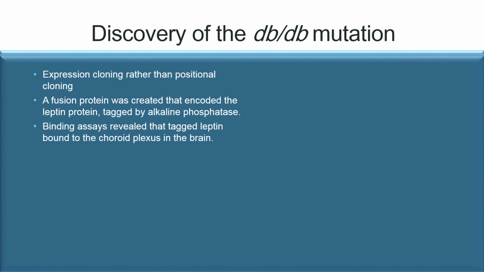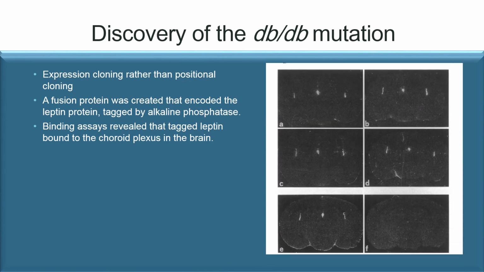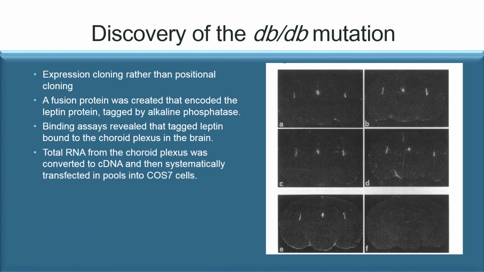When they did these binding assays, they revealed that the tagged leptin actually bound to the choroid plexus in the brain. And here you see sequential brain slices where they're really identifying and narrowing down the parts of the brain in which leptin is binding. They actually tested other tissues too, and they were pleased and reinforced in their hypotheses that this particular protein should bind in the brain.